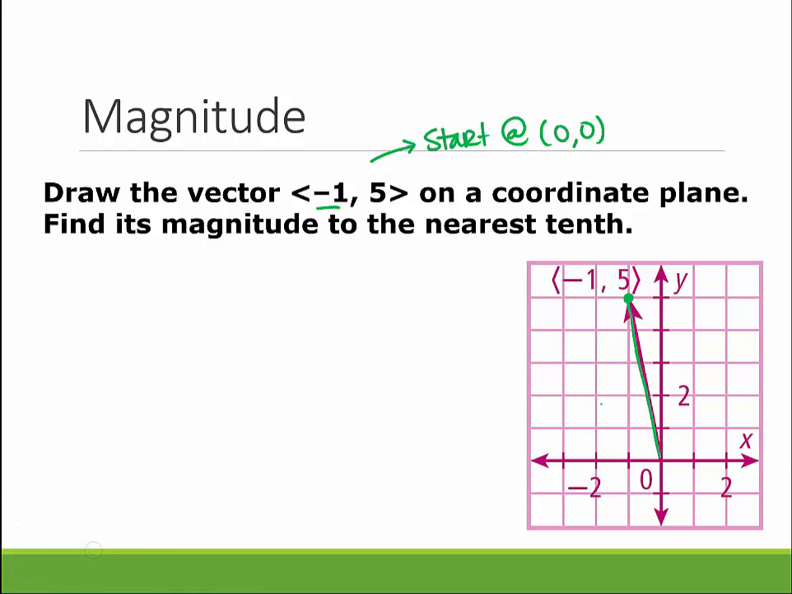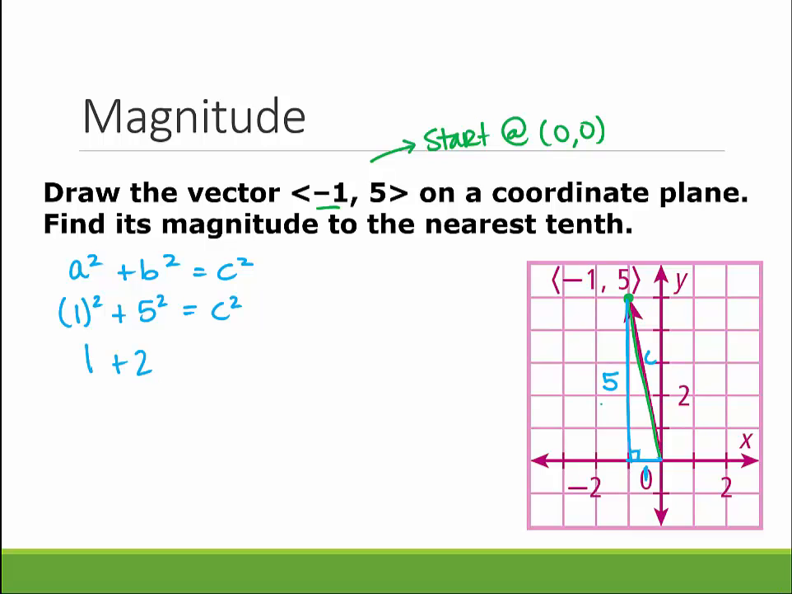Using what we know about right triangles, we can create one here. This right here is a nice pretty right triangle. We know this length down here is 1, and that length is 5. So we're going to do a² + b² = c². So my A is 1, my B is 5. That equals the length that I'm trying to find, C up here.